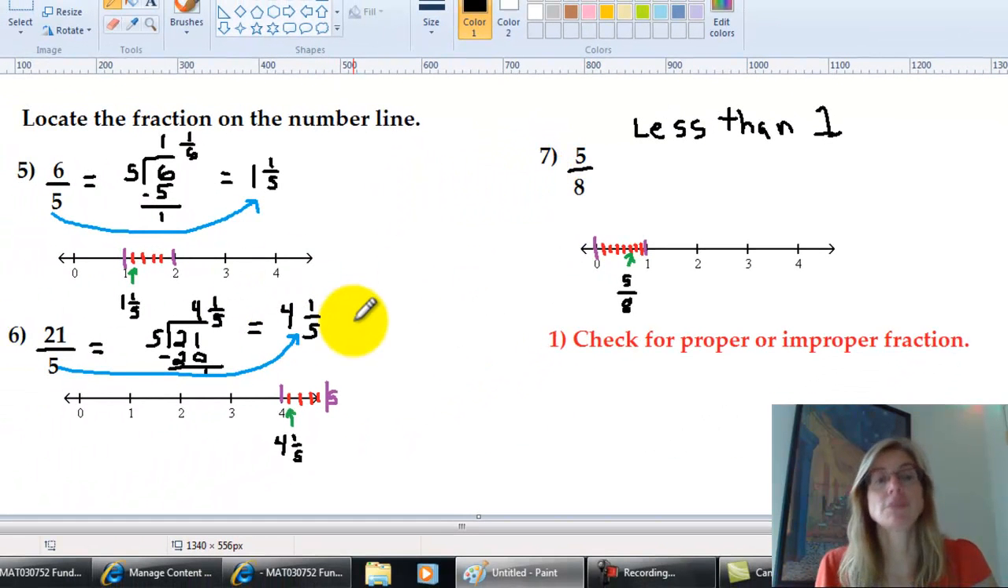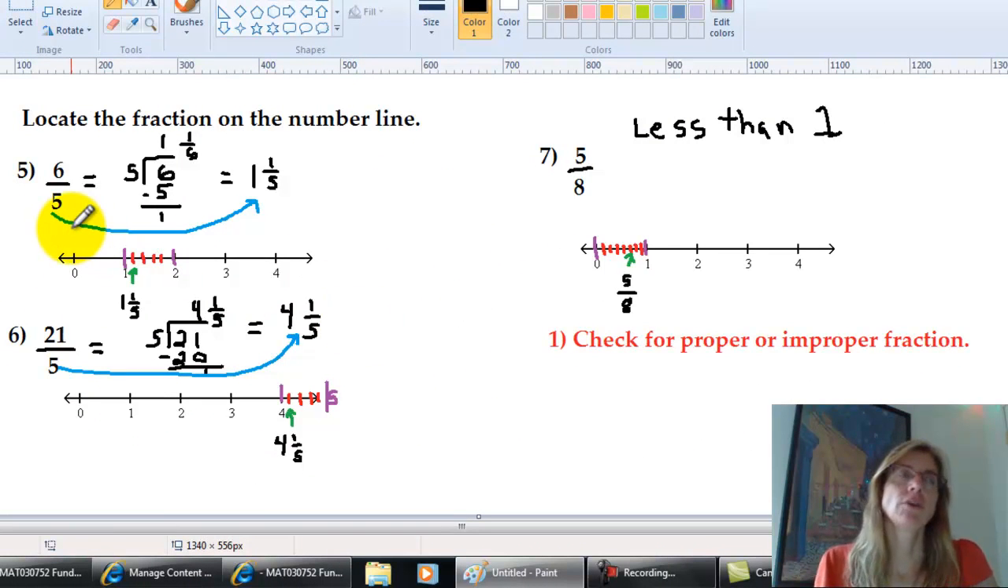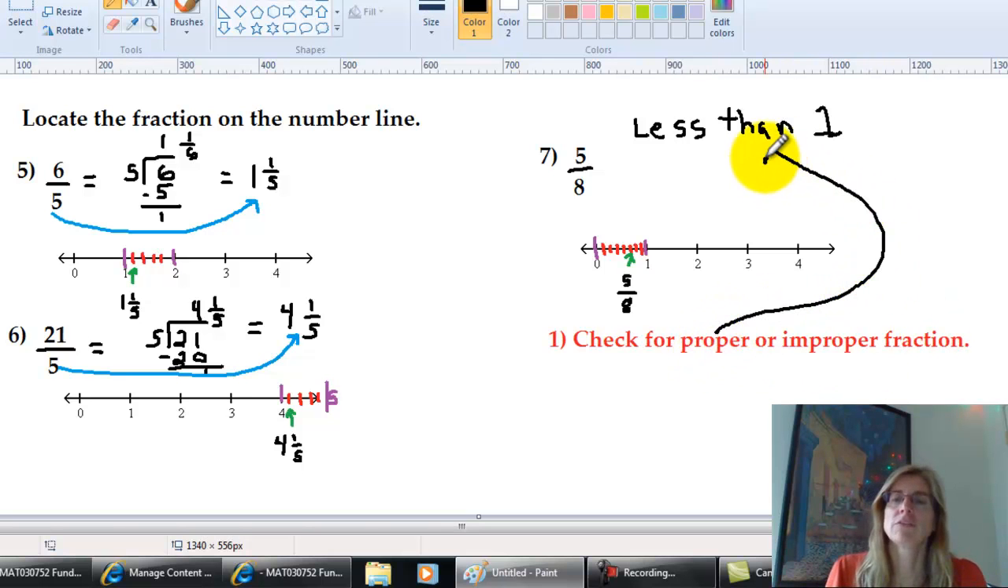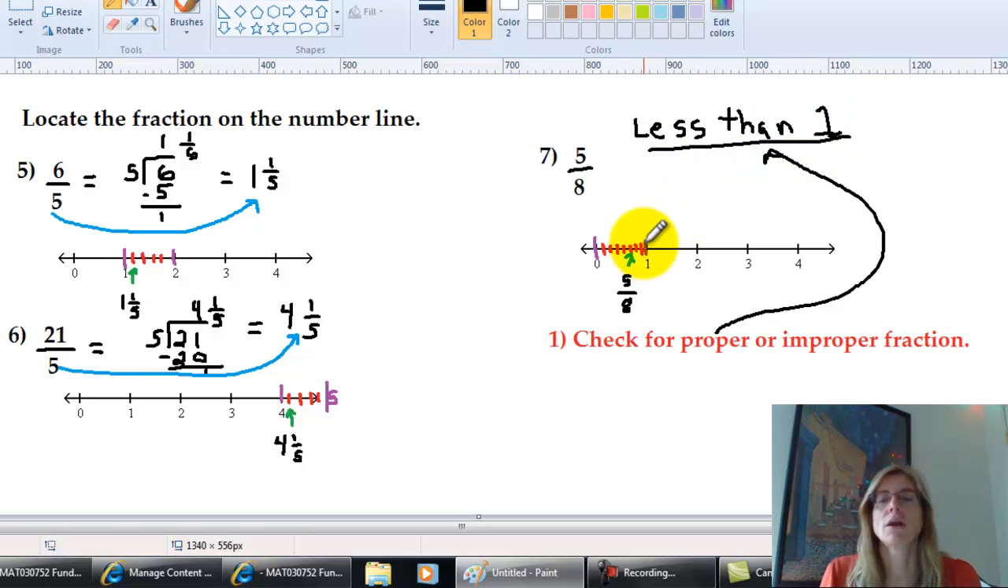The most important piece to begin to understand where these fractions go is to look at them first to see if they're proper or improper fractions. If they're proper fractions, they're less than 1, and that's important to know because then you will be drawing between the 0 and the 1.